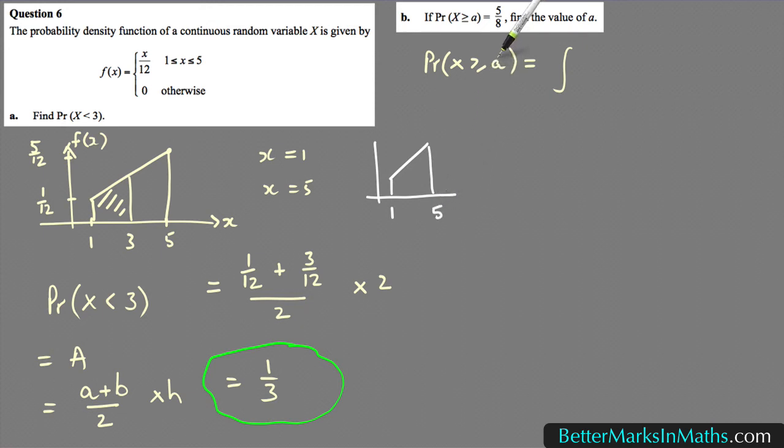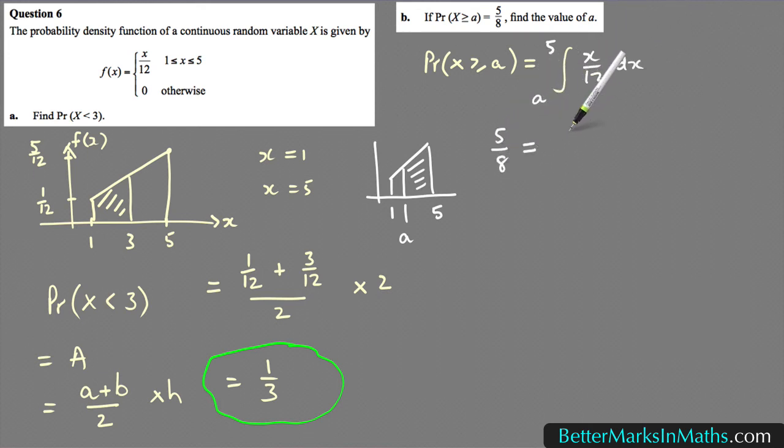And for a, for the probability that x is more than or equal to a to be 5/8, that means that a will be on this side of the halfway mark, wherever the 50% probability is. So in other words, all of this in here is 5/8. That would make that mark there a. So I'll be doing the integral from a to 5 of the function, which is x on 12, with respect to x, and that's equal to 5/8.